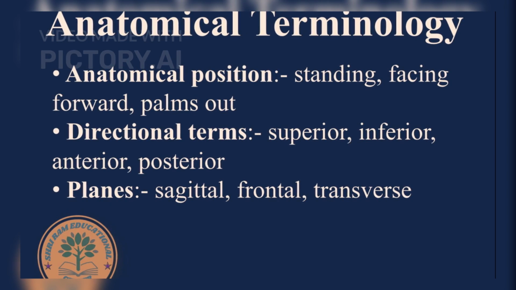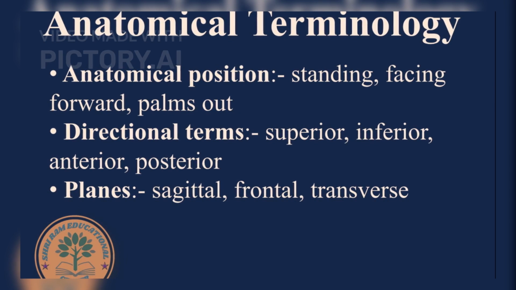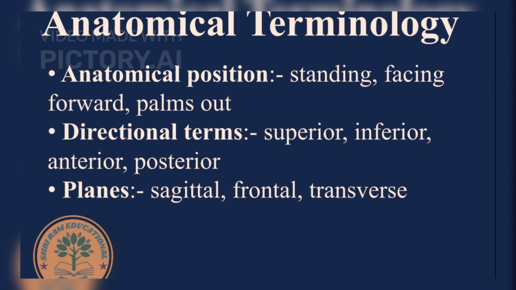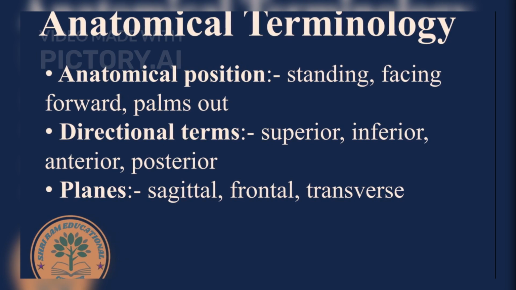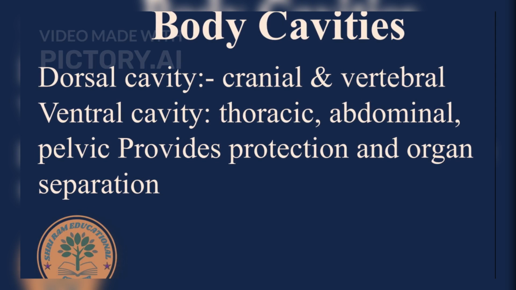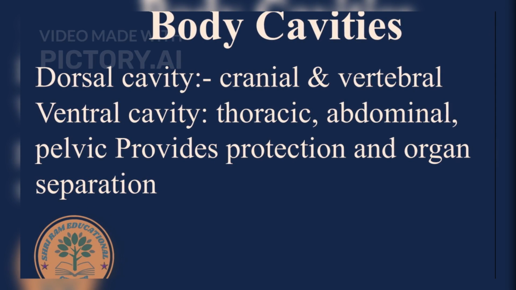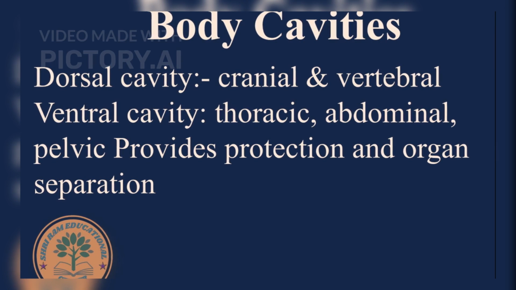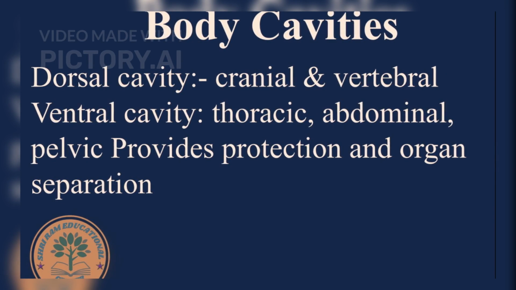Anatomical terminology provides a standardized way to describe the body. It includes terms for anatomical position, directional terms like superior and inferior, and planes such as sagittal and frontal. Body cavities, such as the dorsal and ventral cavities, play a crucial role in protecting organs and allowing for organ separation. They include spaces like the cranial, thoracic, and abdominal cavities.